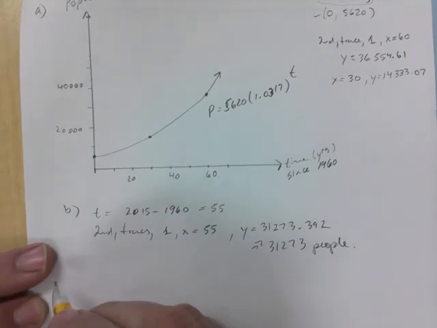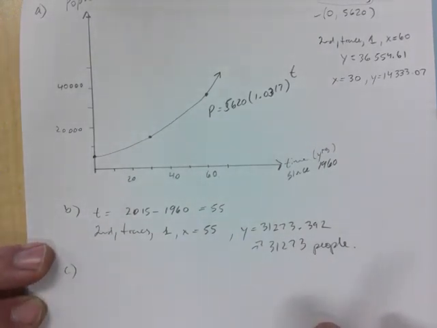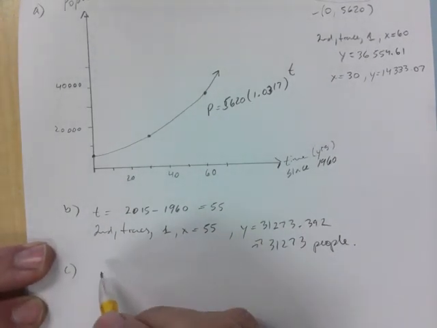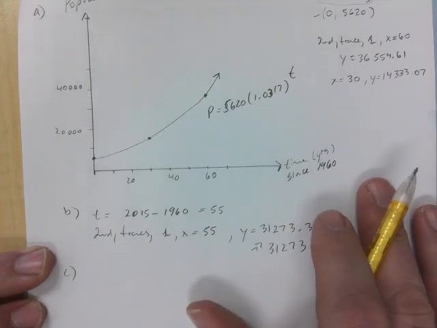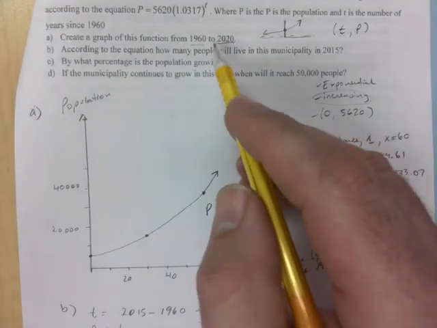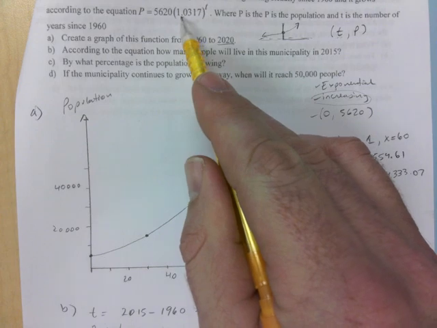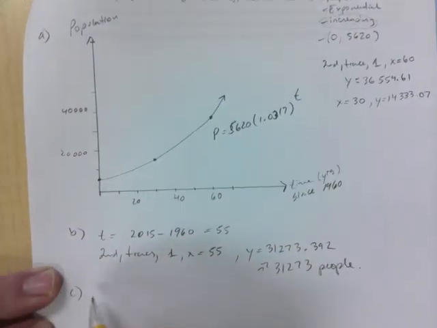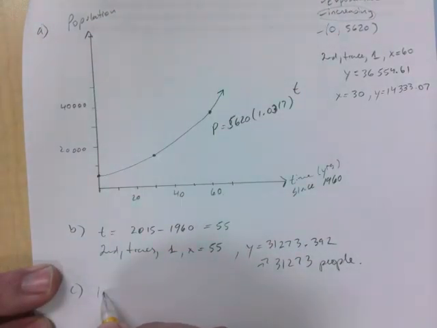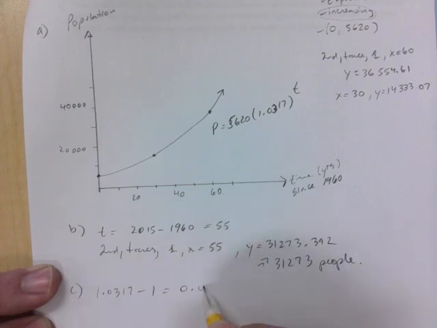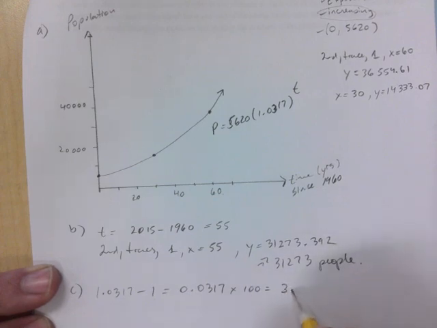Okay. C, by what percentage is the population growing? And that is coming from the bracket in here. If it's greater than 1, right, we just subtract 1 from this. 1.0317 minus 1 is 0.0317. Multiply that by 100, it's 3.17% per year.